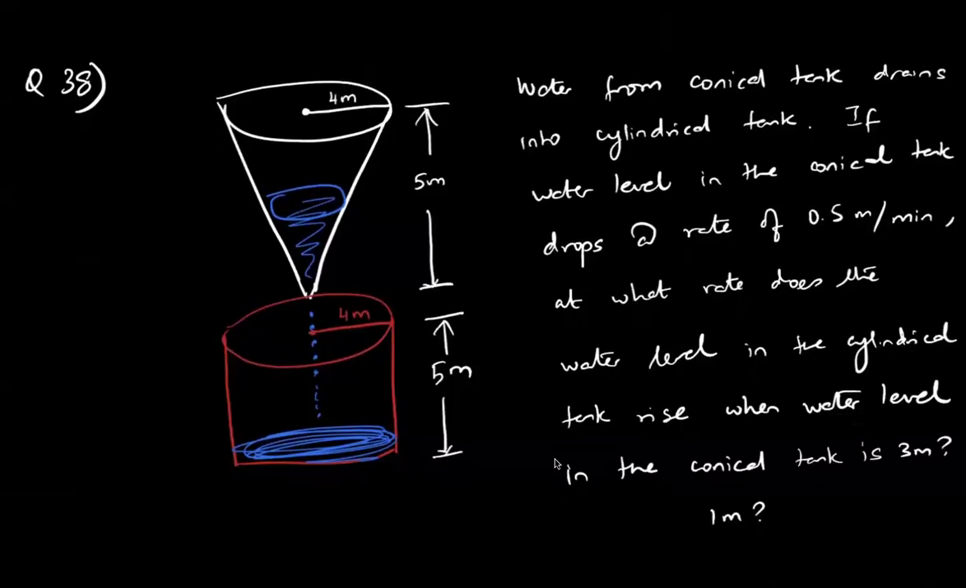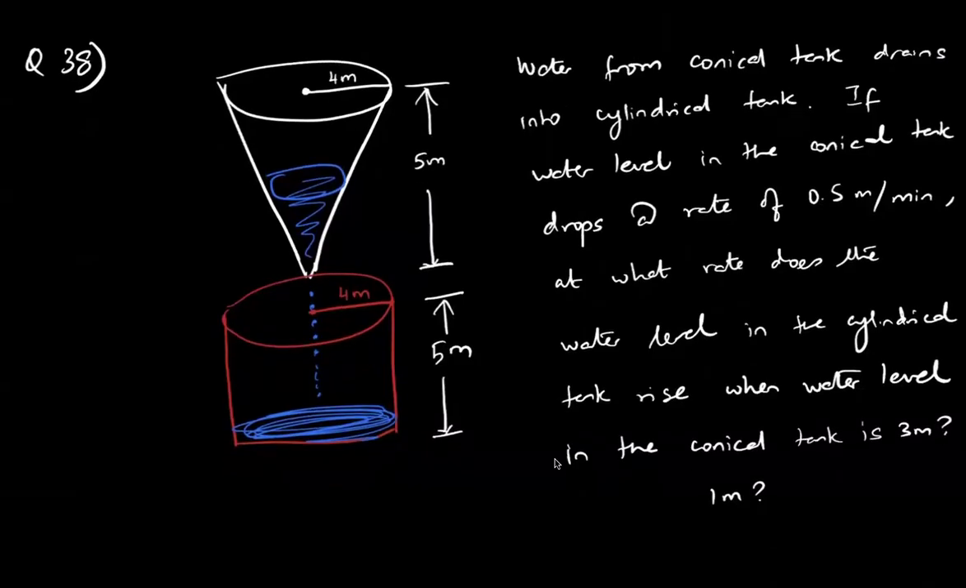All right. So in this problem, we have two shapes involved: a cone and a cylinder. Water from the conical tank is draining into a cylindrical tank. The water level in the conical tank is dropping at the rate of 0.5 meters per minute. At what rate does the water level in the cylindrical tank rise if the height in the conical tank is 3 meters?